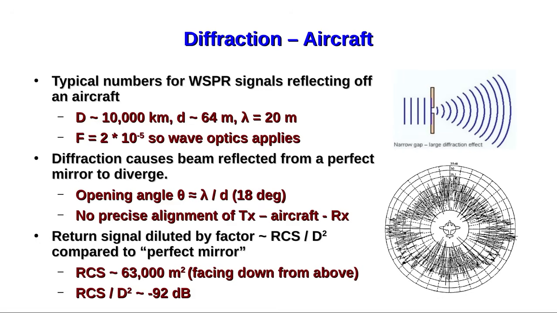Most importantly, a whisper signal that is incident on a perfect mirror will not be reflected unchanged, but rather will create a diverging beam with an opening angle given by the wavelength over the aircraft length. For a wavelength of 20 meters, the opening angle is 18 degrees. No precise alignment of the transmitter-receiver aircraft is needed, and the receiver can be well away from the transmitter-aircraft line and still receive the reflected signal. However, the reflected signal is now diluted by a factor given by the radar cross-section divided by the square of the distance from the aircraft. Even for the most ridiculous values for the radar cross-section of a 777 of 63,000 square meters, requiring that one be facing down on the aircraft from above instead of from the side, the decrease in strength of the signal compared to a perfect mirror is now reduced by 92 decibels. Such a signal is far too weak to be detected by a whisper receiver.